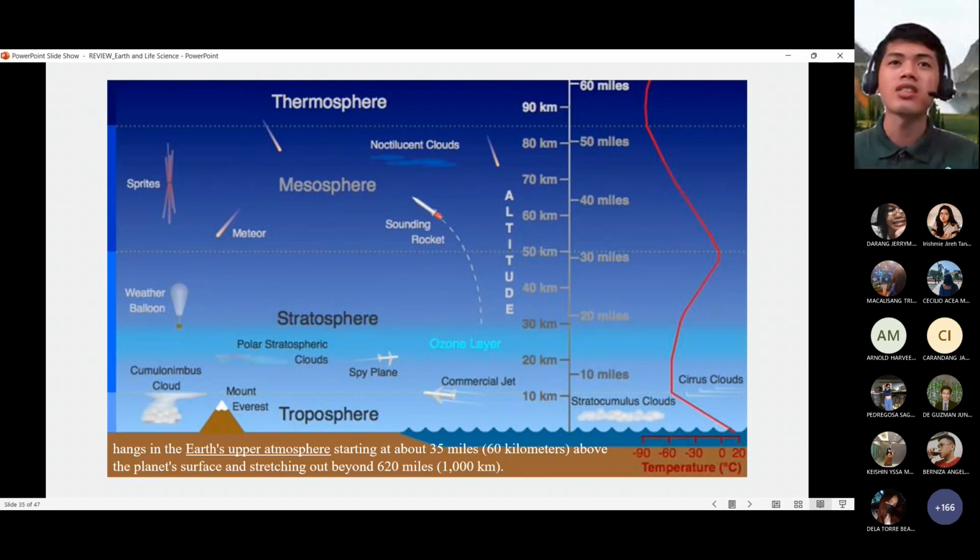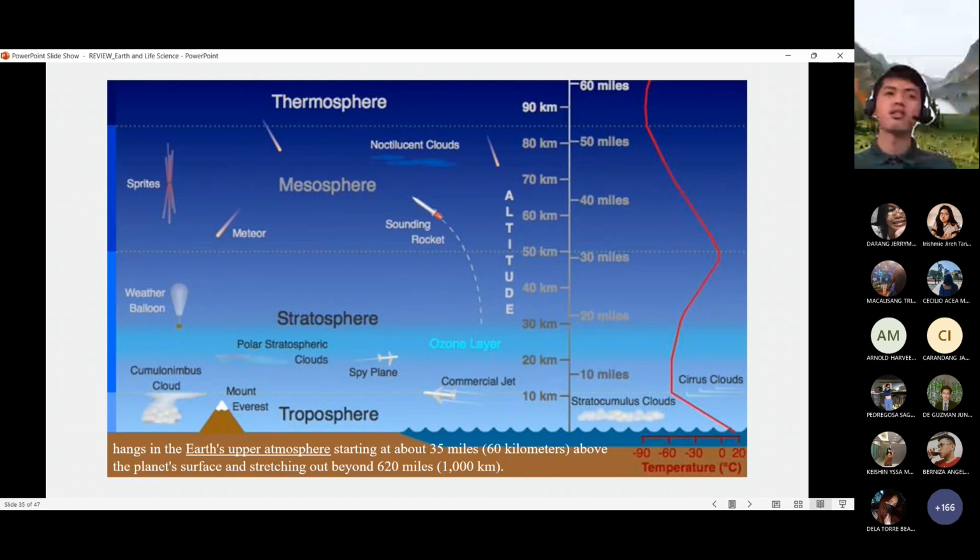Now, okay. Didn't I say earlier that the ionosphere in the region of the mesosphere and thermosphere is about 35 miles to 60 miles in distance above the surface?